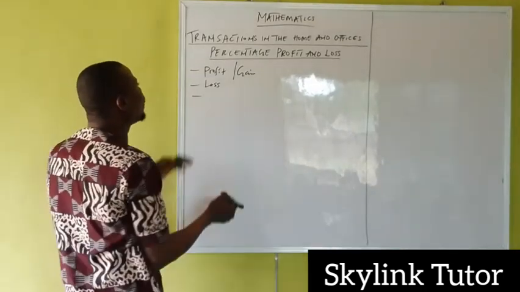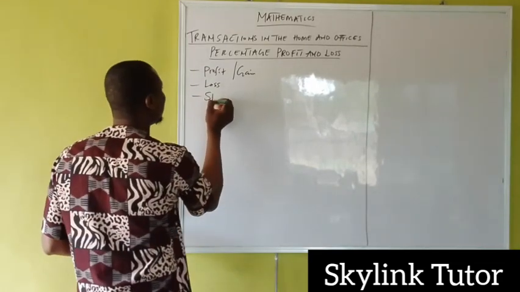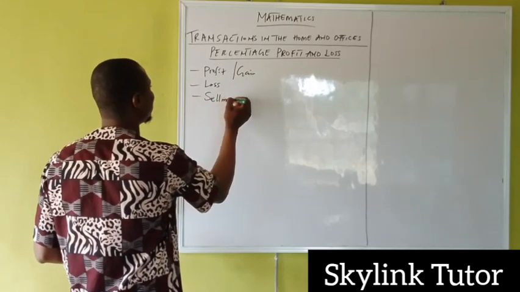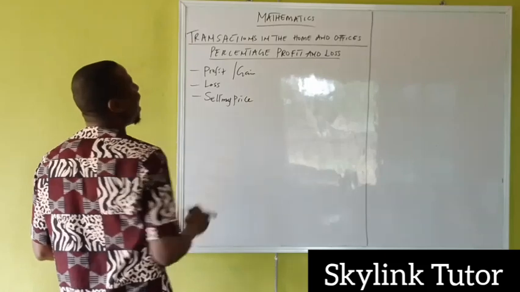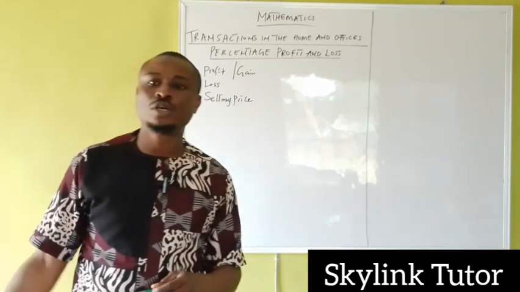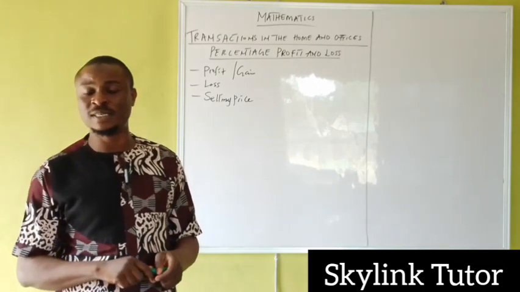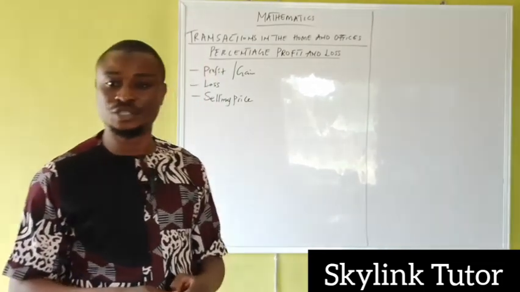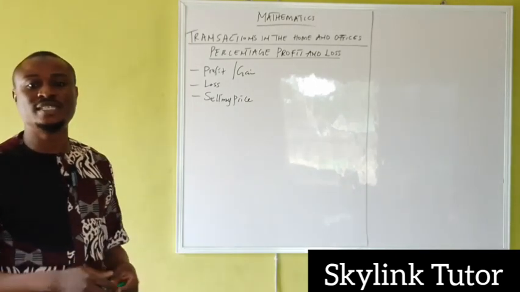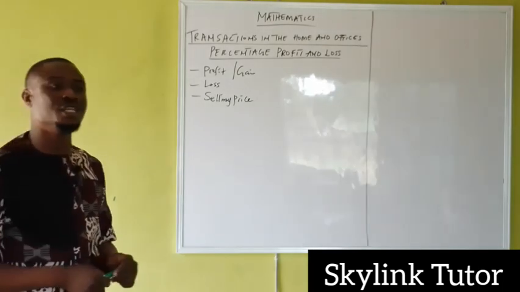But for you to make a profit, you must have selling price. And what is selling price? Selling price is the amount that you sold a particular goods. The amount you sold something is the selling price. Do you get me now? I said it earlier. You bought something 50 naira and you are selling it 65 naira. That amount that you are selling it is what is called selling price.